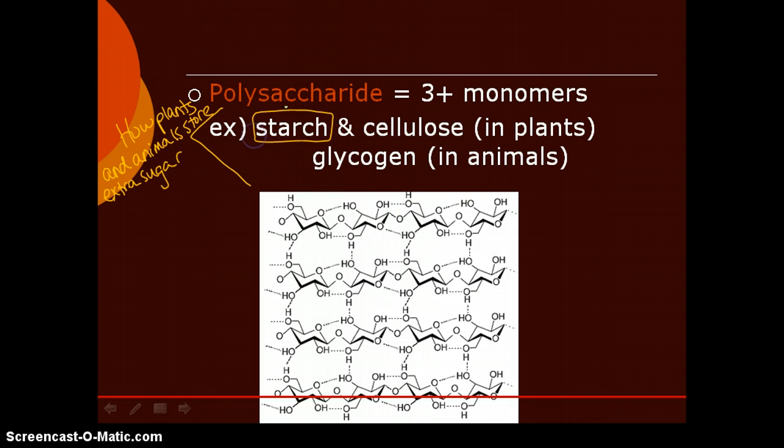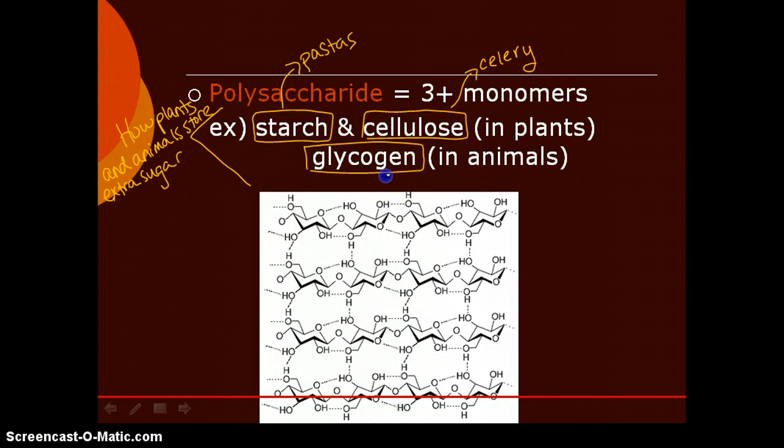Starch, if you want to think about some things that have starch, that would be pastas and breads. Cellulose, just a good place to think of this is celery. It's made up of cellulose. Crunchy, it mainly makes up the stems of plants. We actually, as humans, cannot break down cellulose, so it's actually just fiber in our body.